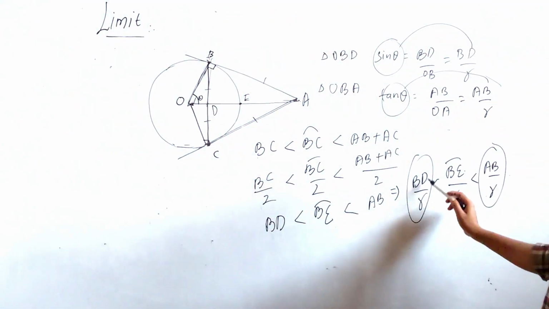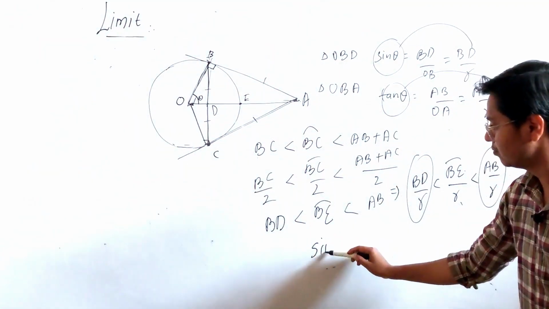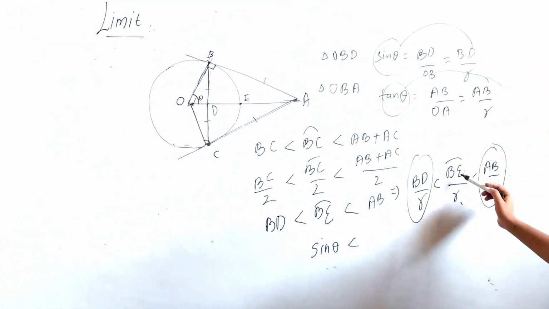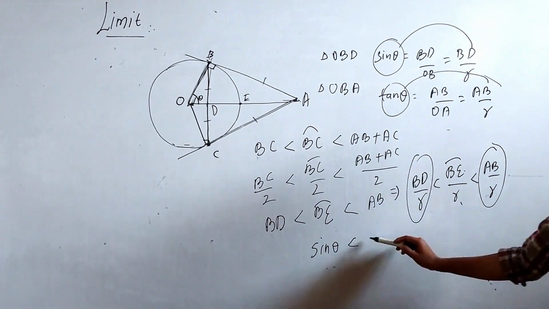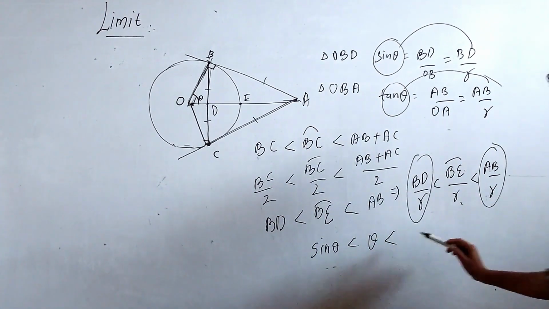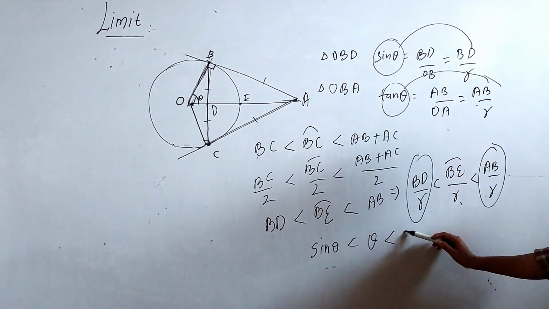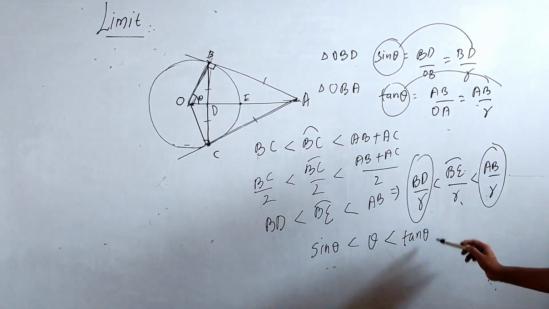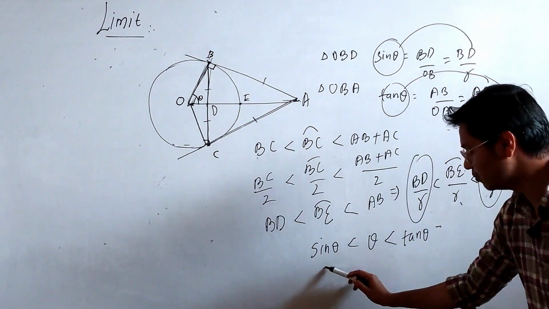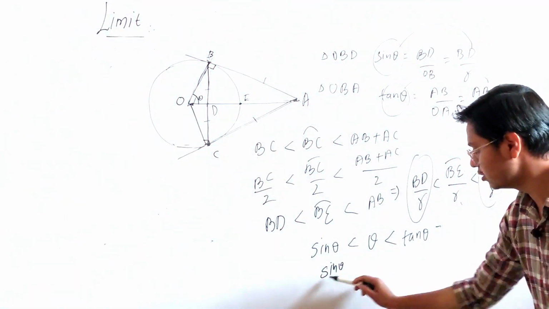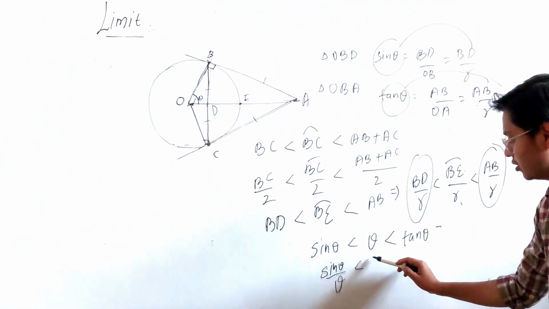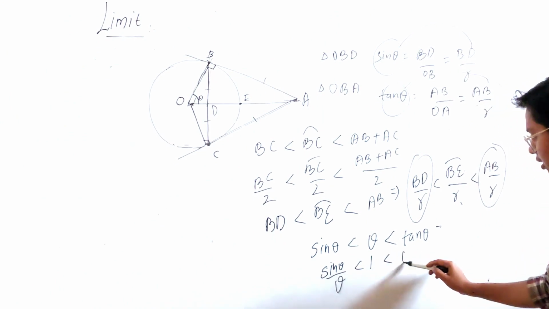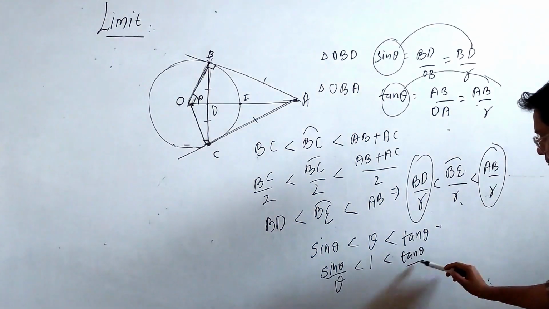So we can replace BD upon R with sin theta, which is less than length of arc divided by radius, which is angle theta, which is less than AB upon R, which is tan theta. If we divide by theta in this inequality, that will become sin theta upon theta is less than theta upon theta, which is 1, is less than tan theta upon theta.